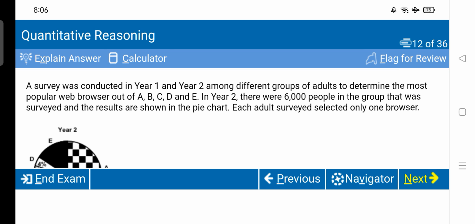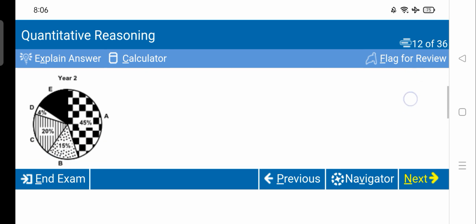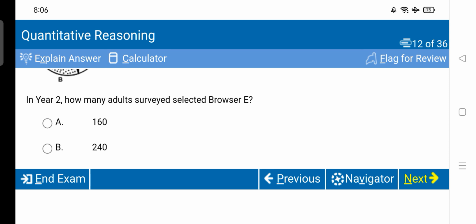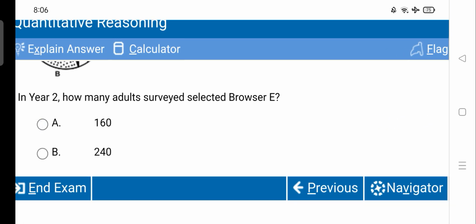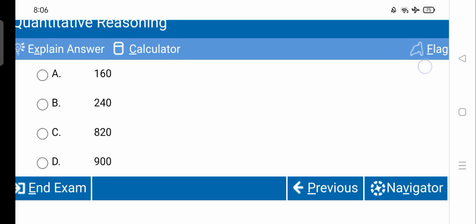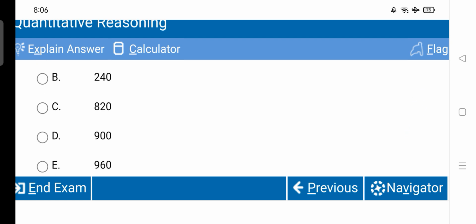Again we have the same passage with the same diagram. The question is that in year 2, how many adults surveyed selected browser E? Option A, 160. Option B, 240. Option C, 820. Option D, 900. Option E, 960.